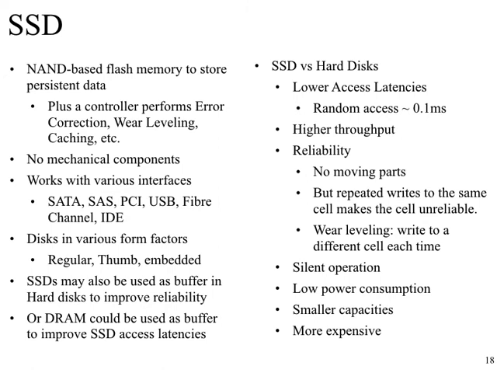How do SSDs compare to traditional hard drives? First of all, they have much lower random access latencies. For example, access latencies of 0.1 millisecond are very common. At the same time, they also offer higher throughput than hard disks simply because there are no mechanical movements. In terms of reliability, the story is a little complicated.